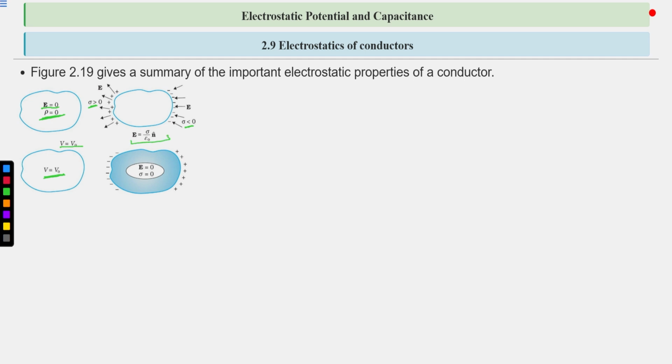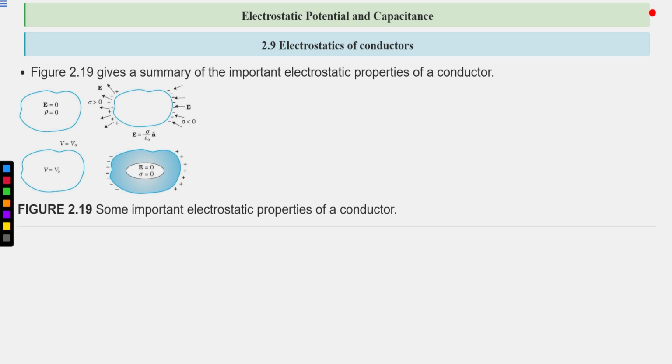And this one: cavity, electrostatic shielding. Again summarizing, if there is an external electric field, it will result in an opposite force on the electrons. Electrons will shift towards this side and positive charge will accumulate on this side. So this will result in an internal electric field, which is equal to the external electric field and will cancel its effect inside this cavity, and electric field becomes 0 inside the cavity. Also surface charge density is 0 inside the cavity because there is no charge present. Figure 2.19, some important electrostatic properties of a conductor.